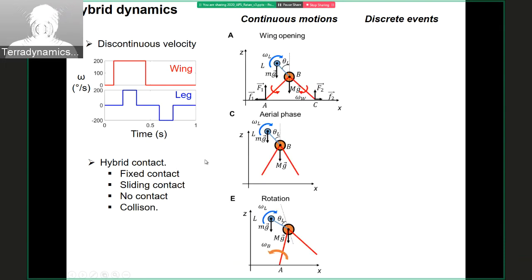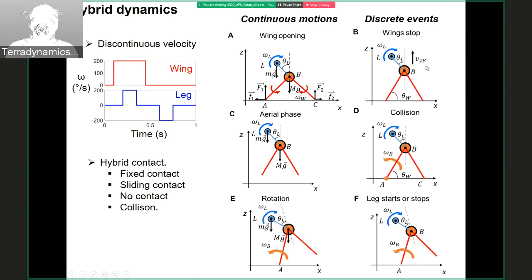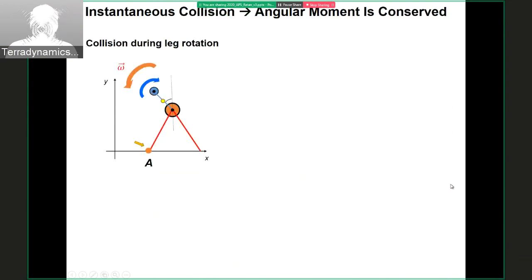We divided the motions of this hybrid dynamical system into two types, continuous motion and discrete events. Here we can see there are 6 different cases, and each of the cases is governed by different equations of motion. We'll elaborate on one case as an example to show how we deal with these dynamics. It is a robot collision with the ground during leg rotation.